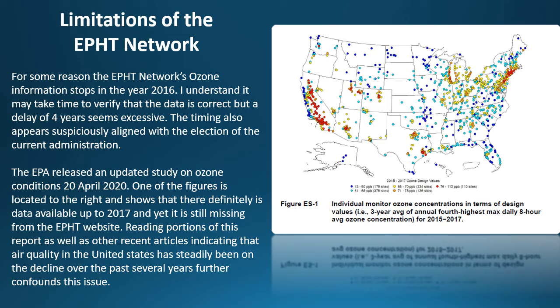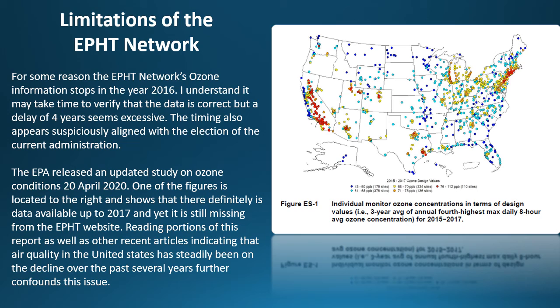For some strange reason, the EPHT network's ozone information stops in the year of 2016. We understand that it may take time to verify that the data is correct, but a delay of 4 years does seem excessive. Also, the timing appears suspiciously aligned with the election of the current Trump administration.